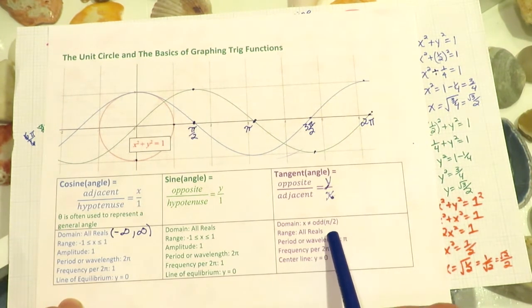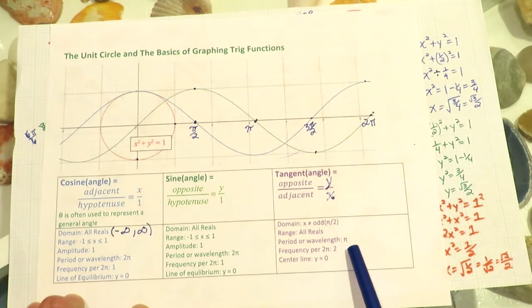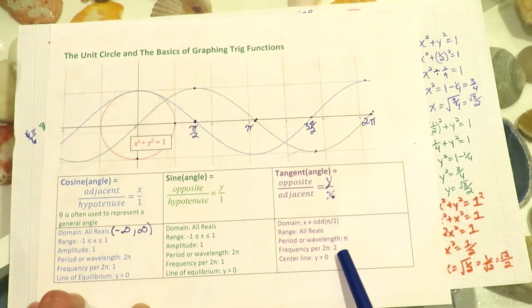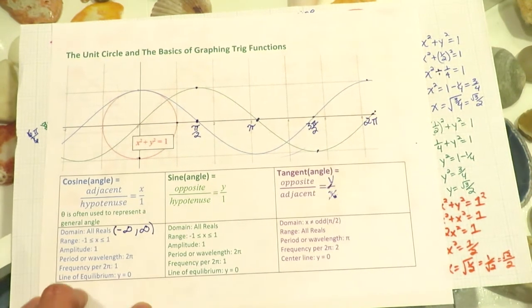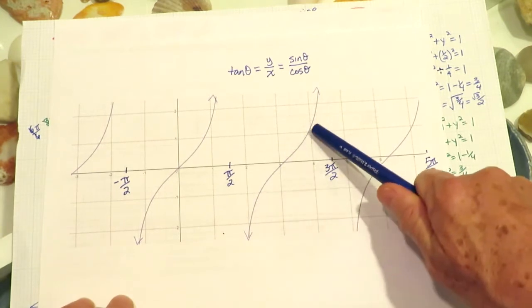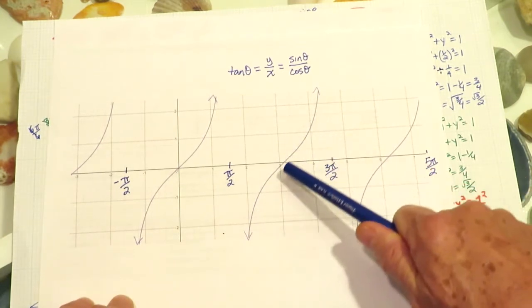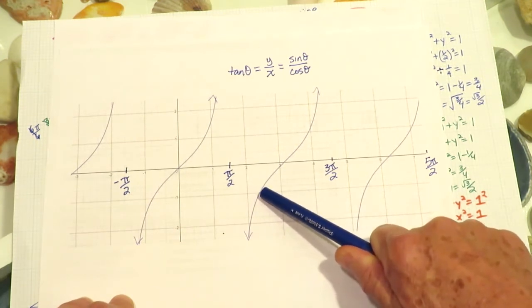The range is all real numbers. That graph stretches in the y direction from negative infinity to positive infinity. The wavelength is pi because we repeat after only a half circle. You get 2 cycles per 2 pi, and our center line is still 0. It's not quite a line of equilibrium like for a wave, but notice that there's some symmetry around the y-axis. I'm getting sort of the same shape but flipped around.